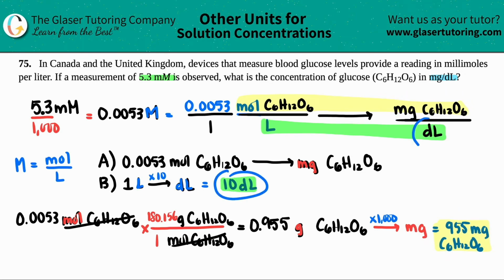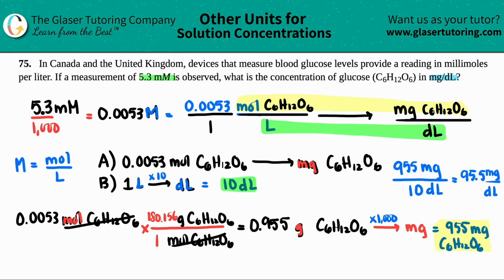I have my new denominator. Now you just do the math. So I'm going to say 955 milligrams, that was this answer, divided by the 10 deciliters, and see what we get. So 95.5. Let's see, 955 divided by 10. Can never be so sure. And there you go. Maybe I'll just move this over a little bit. So this equals 95.5 milligram per deciliter. And that is your final answer.